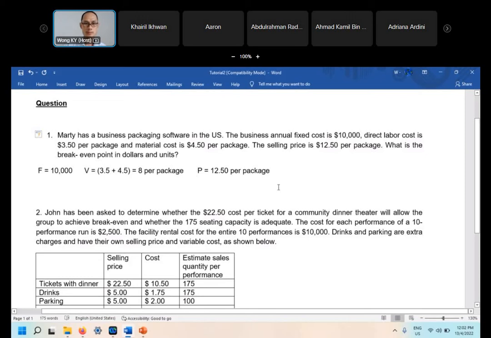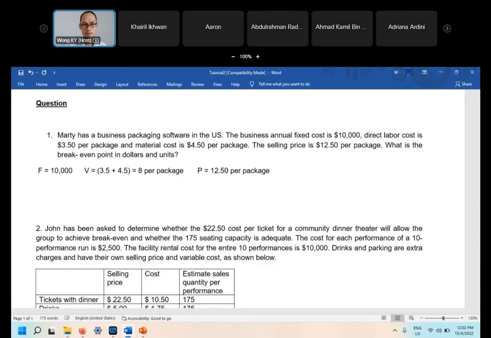Right, so what is the break-even point in dollars and units? Very simple, right? If you got this correct, it's just a matter of putting them into the equation. So calculate BEP in dollars. This equals F, which is 10,000, divided by 1 minus V over P, where V is 8 and P is 12.5.